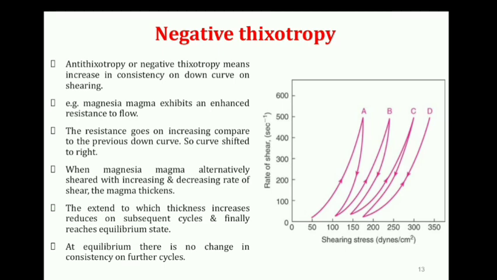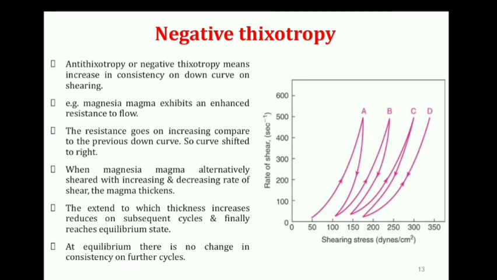Antithixotropy or negative thixotropy means increase in consistency on the down curve on shearing. In thixotropy the consistency on the down curve decreases, but in negative thixotropy the consistency on the downward curve increases. Example: magnesia magma, also called milk of magnesia. Remember the example from a competitive exam point of view.